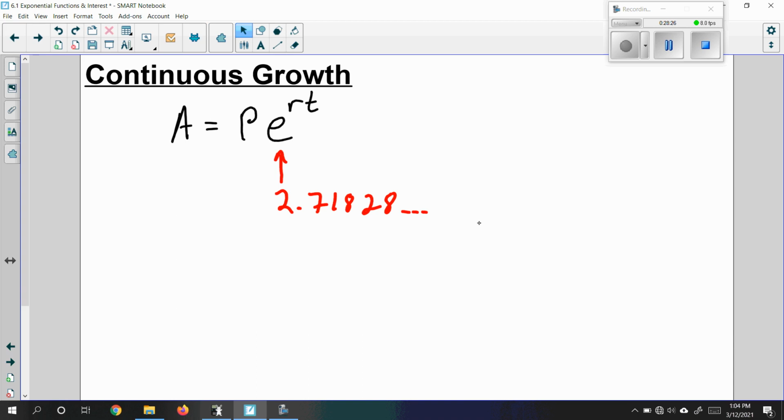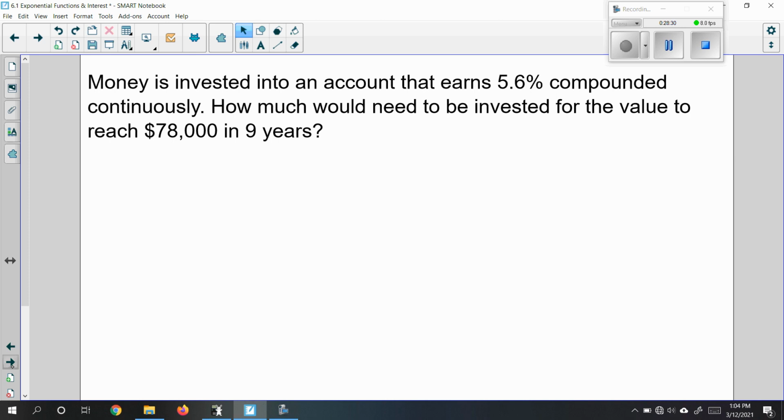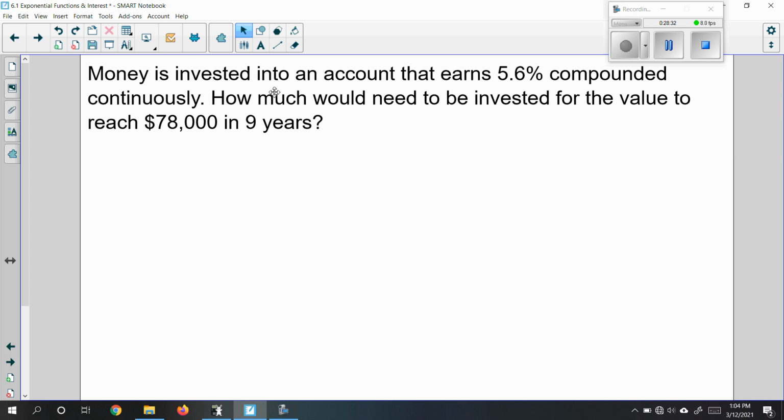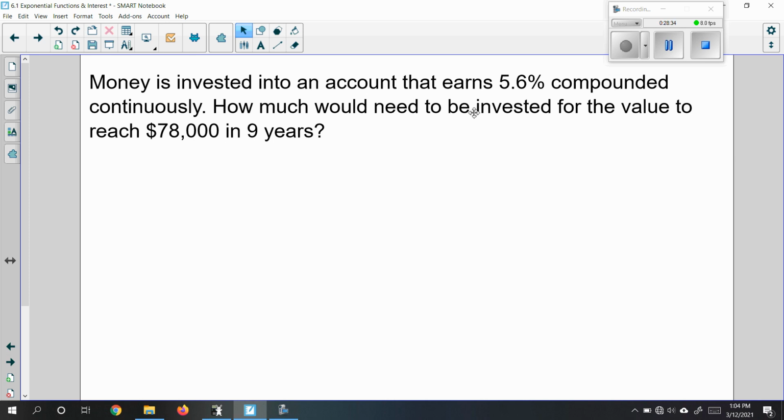So let's look at an example using e. Okay, so money is invested into an account that earns 5.6% compounded continuously. And this is the key word that tells you you're going to use the number E. So how much would need to be invested for the value to reach 78,000 in 9 years? All right, so let's unpack this.